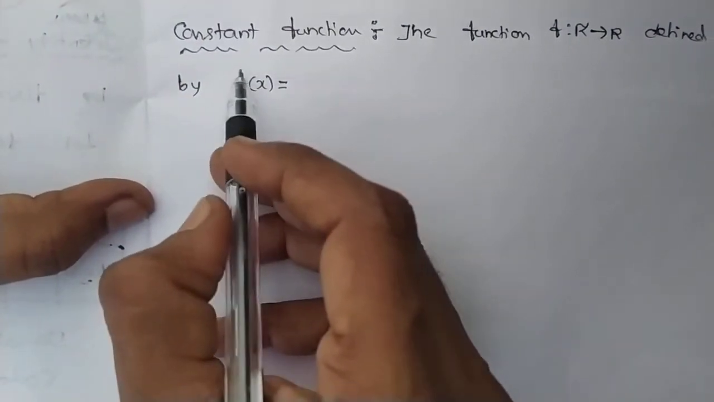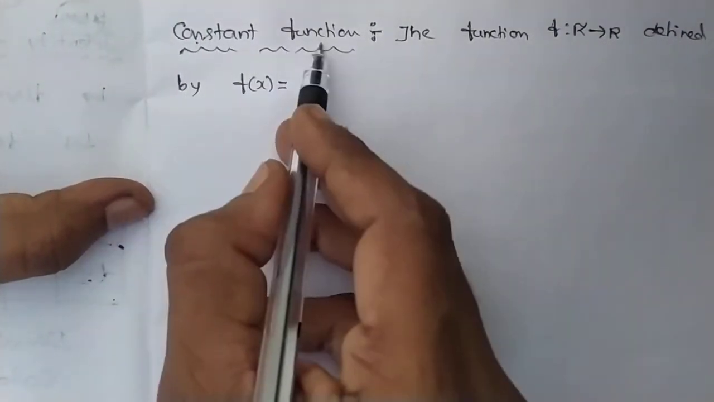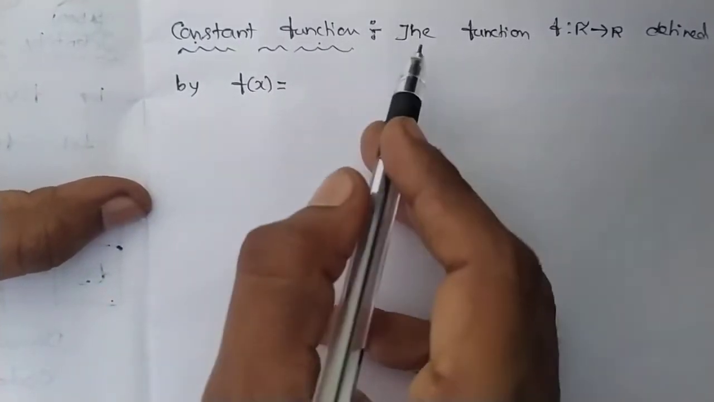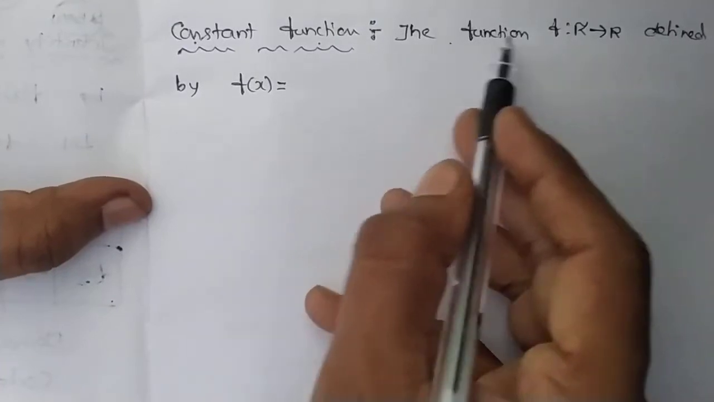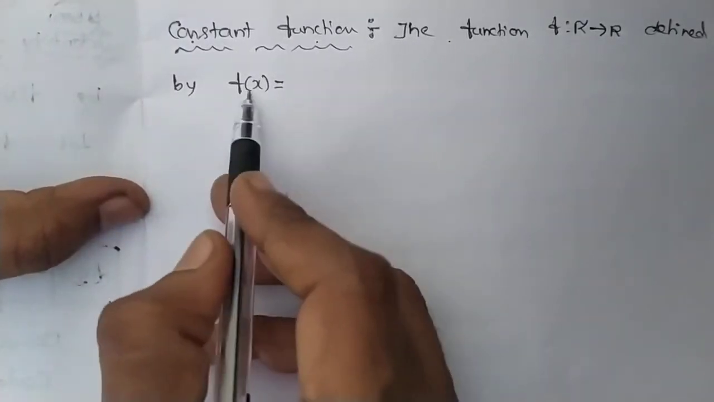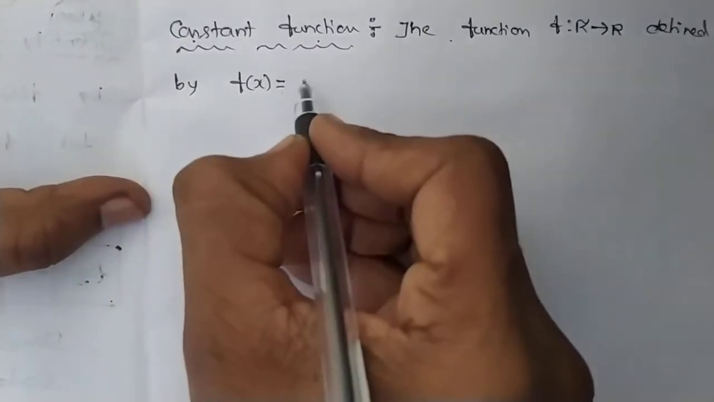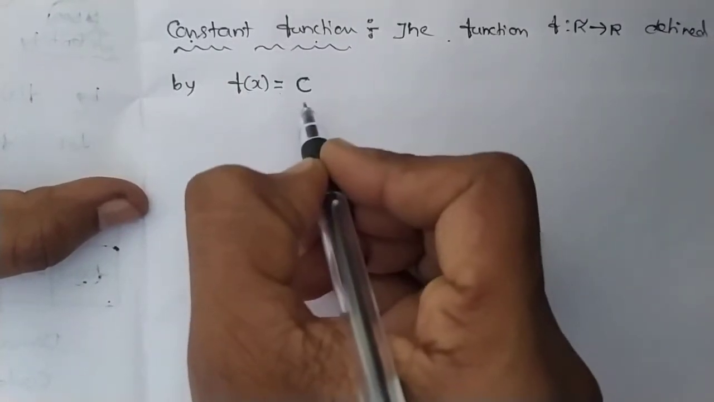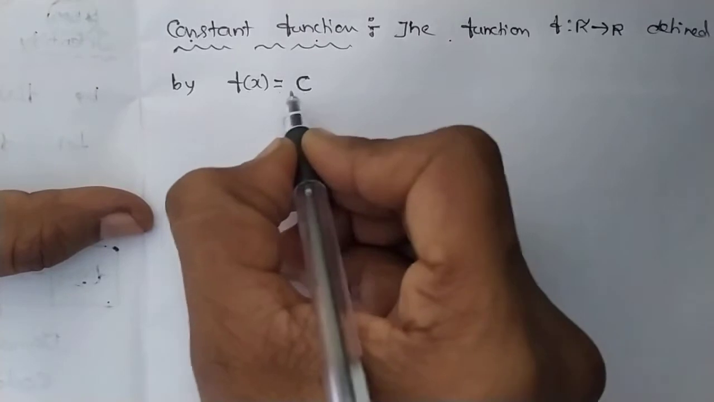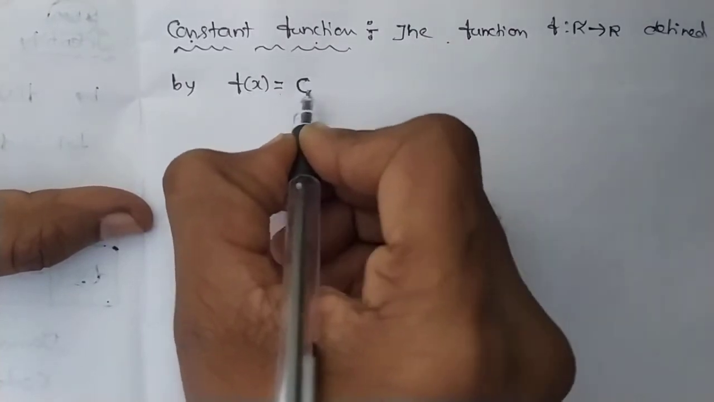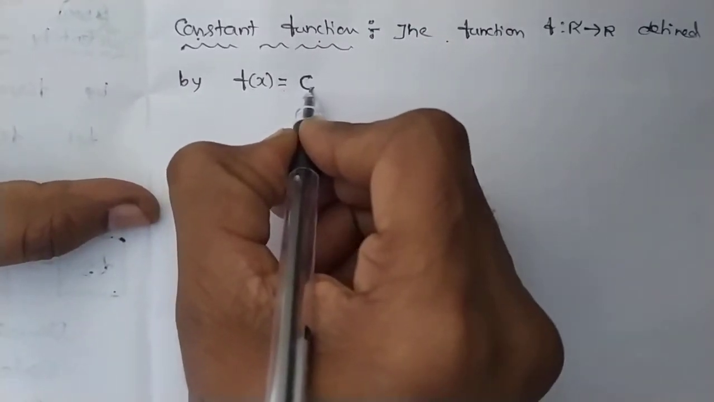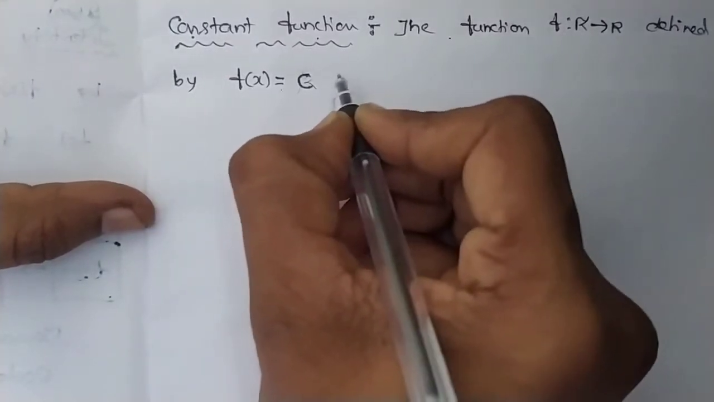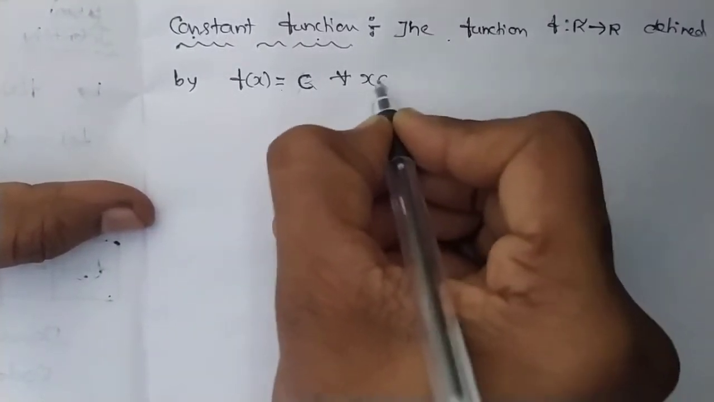You just see the title for this function, constant function we are defining, right? Then a function f from R to R is defined by f of x equals to, that output value is also a constant. F of x equals to c. C is nothing but a constant, or you can write it as a k. F of x equals to c for all x belongs to R.